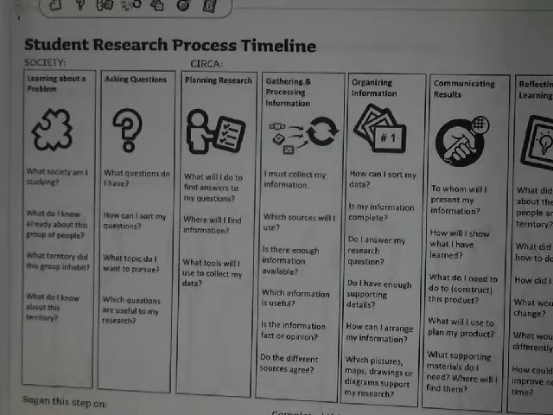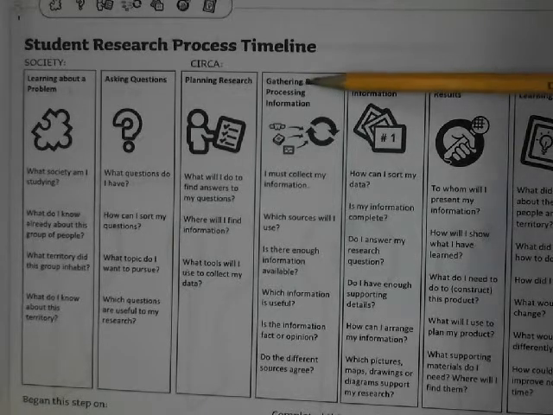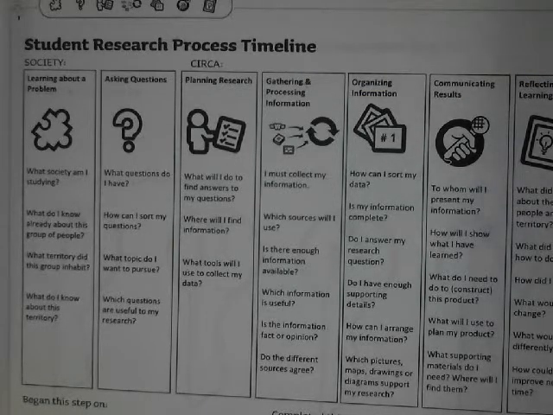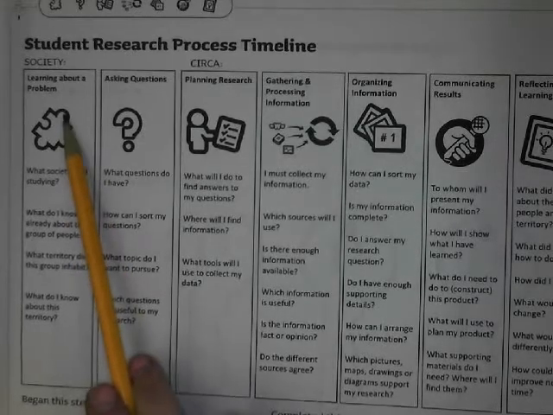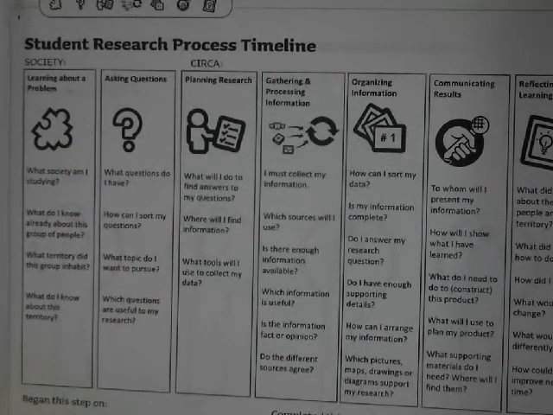So first I want to review the timeline since we should be already up to step 4. So the first step you did was learning about a problem. So you should have a problem statement completed that should be suitable, so it's not too specific or broad. Then you should have asked your questions. So what questions need to be asked in order to get to your end result? So this is the background information that you need to know in order to solve the problem.